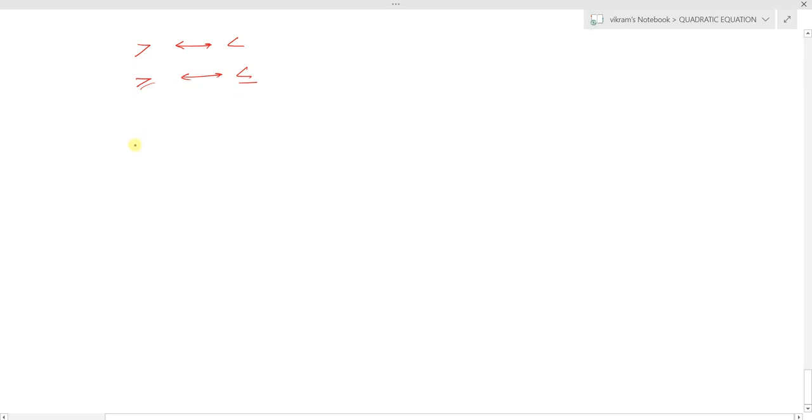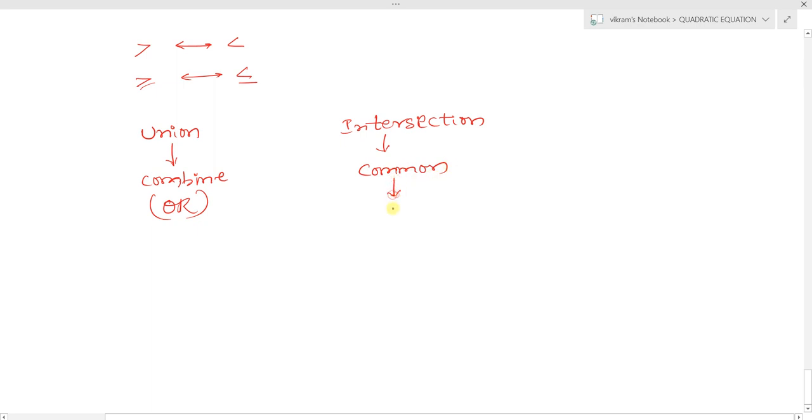Now we need to know the terms union and intersection of intervals. Union means we need to combine the intervals, and generally we represent it with OR. Intersection means the common part of the two things, and generally we represent it with AND.